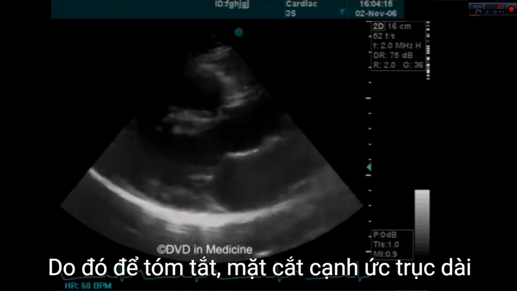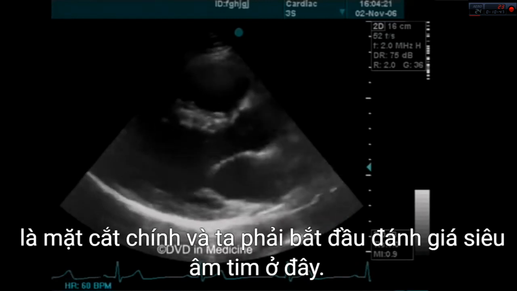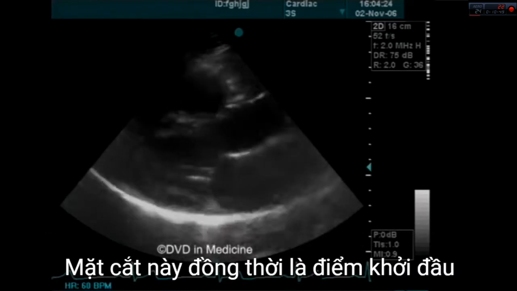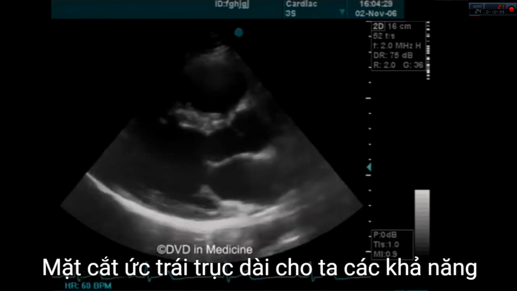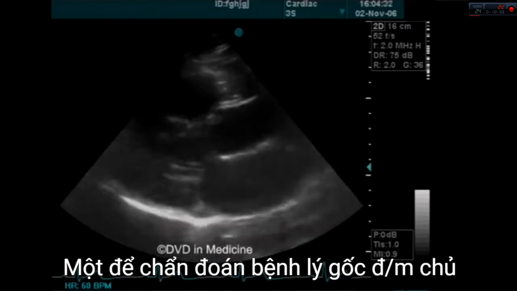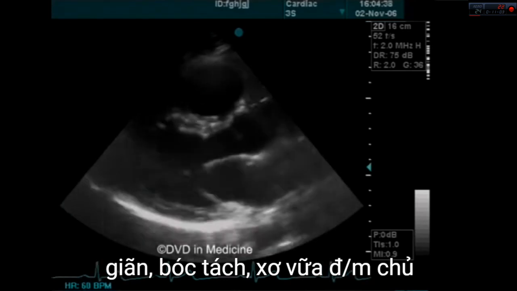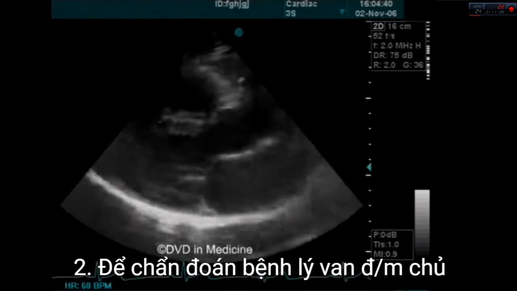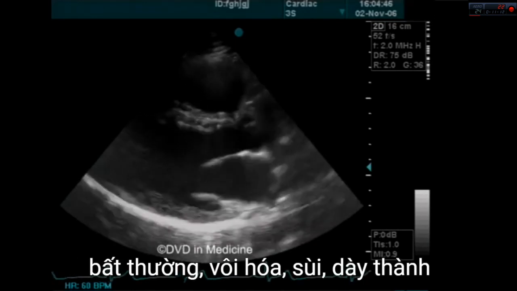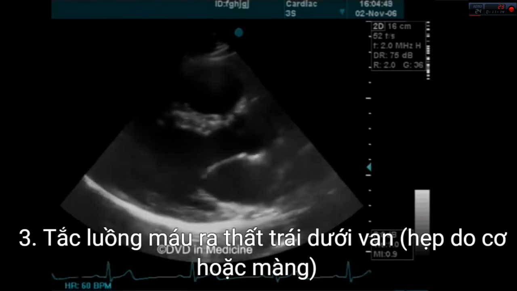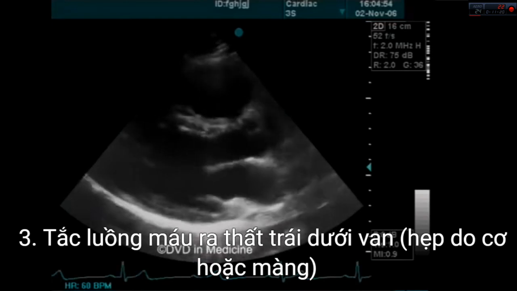Therefore, in summary, the parasternal long axis view is the main view, and one must start cardiac ultrasonic evaluation here. This view is also the starting point for obtaining other two-dimensional echocardiograms. The parasternal long axis view gives one the possibility: 1. To diagnose aortic root pathology, dilation, dissection, atherosclerosis of the aorta. 2. To diagnose aortic valve pathology, anomalies, calcinosis, vegetations, thickening. 3. To diagnose subvalvular left ventricular outflow tract obstruction, membranous or muscular stenosis.